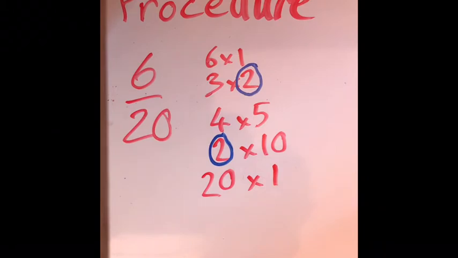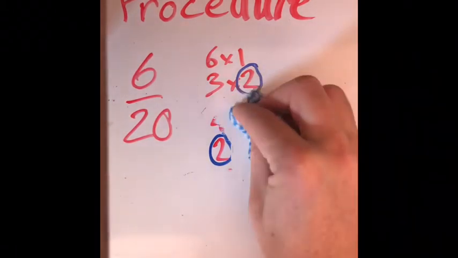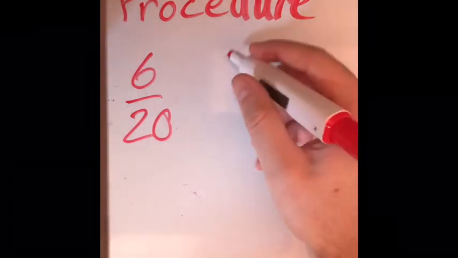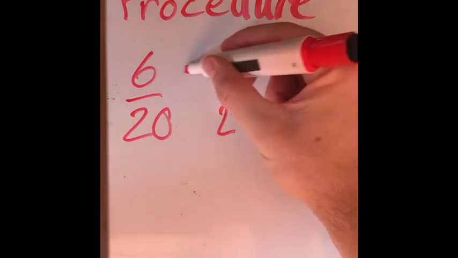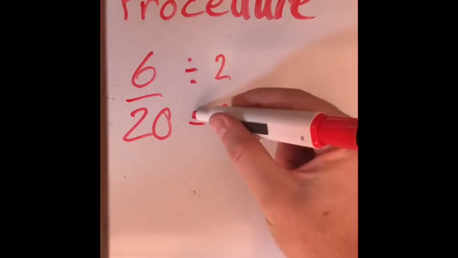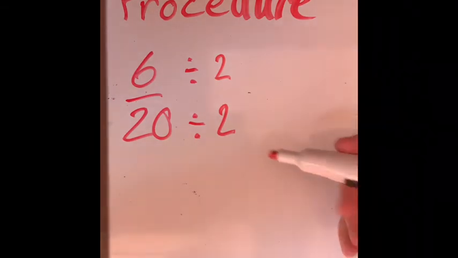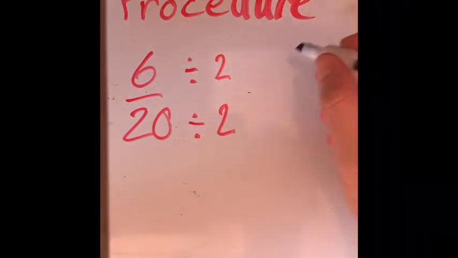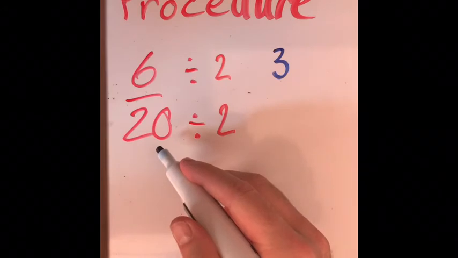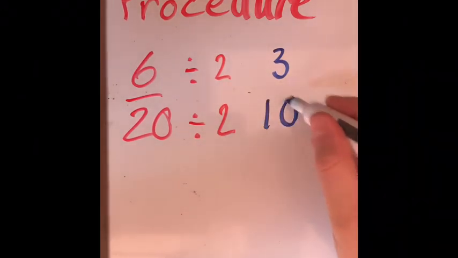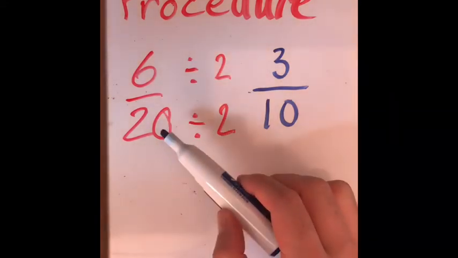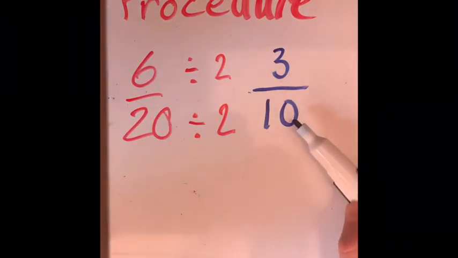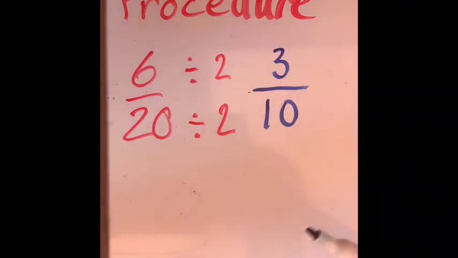So we're going to get rid of the other numbers. And we can divide. So 6 divided by 2 equals 3. 20 divided by 2 equals 10. So the simplest way we can write 6 over 20 is 3 over 10. And we did that again by using the factor method.